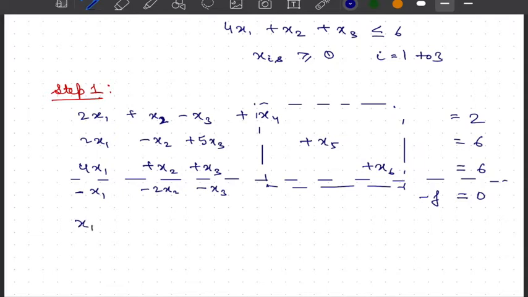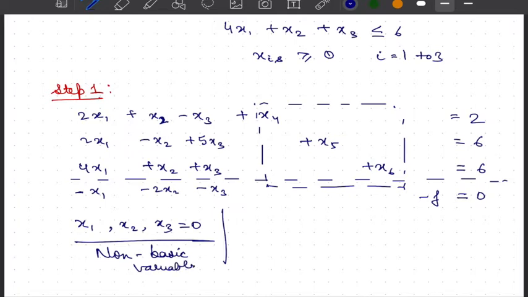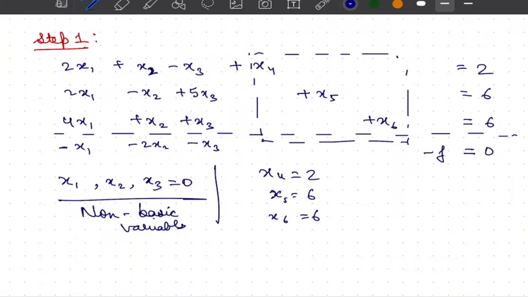We will say that x1, x2, x3 can be equated to 0, and hence we say that these are non-basic variables to begin with. And we say that our x4 comes out to be 2, our x5 comes out to be 6, and x6 also comes out to be 6. And since x1, x2, x3 are equal to 0, the value of our objective function is also going to be 0. So we clearly see that this is a basic feasible solution because all conditions are satisfied. x1, x2, x3 are greater than or equal to 0.